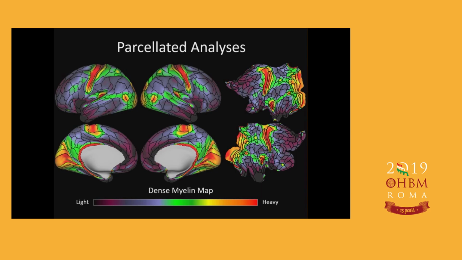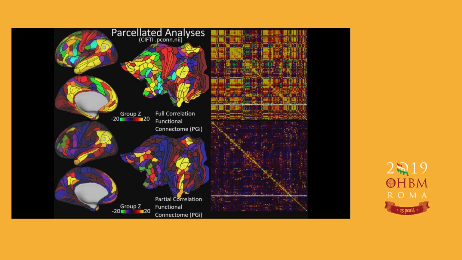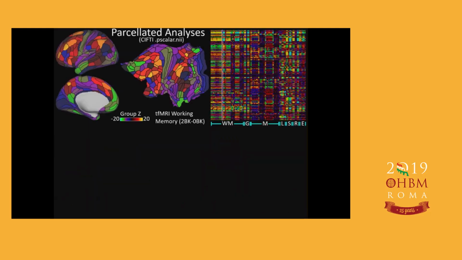But if we average the myelin content within each area, reduce it down to only 360 data points, we can see that there's not much change in the overall pattern, showing that we have a nice parcellation. We can also do functional connectivity analyses, say mapping out the default mode network with either full correlation or partial correlation. A much sparser map here, but we still see a nice default mode network.